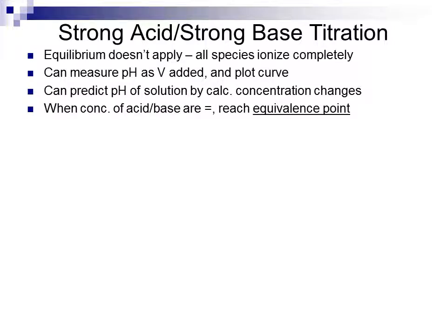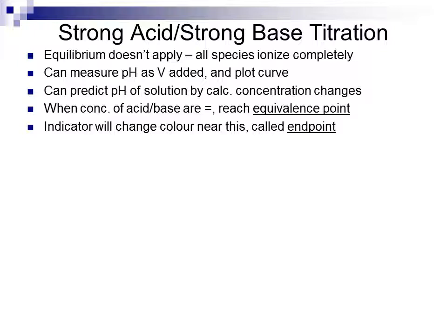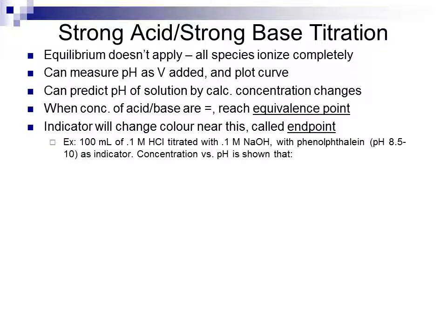Once the concentration of the acid and the base are equal, when I have a complete neutralization process, I reach what's called the equivalence point. Now for a strong acid, strong base, this will generally be at a pH of 7 because there's no buffering going on. The indicator will generally change color near this if I'm using a proper indicator, and the point at which the indicator begins to change is called the endpoint. Now it's not always exactly at the equivalence point, but it will generally be around it.